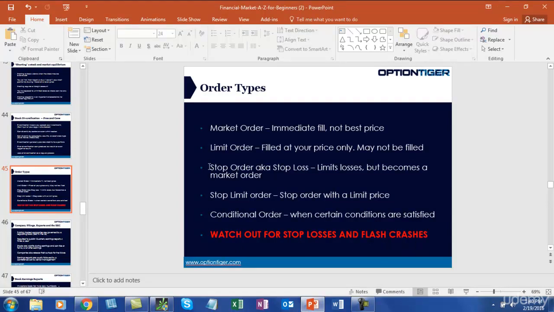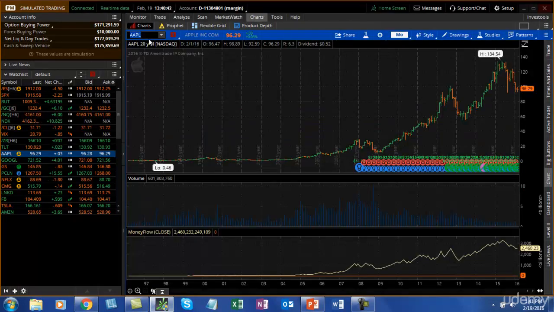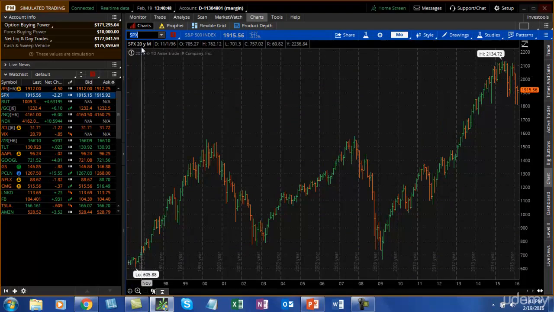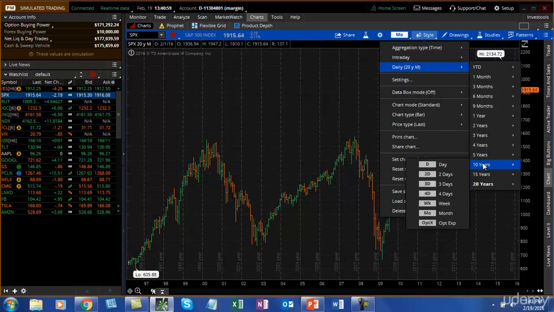So if you recall, the stop loss order limits your losses, but it becomes a market order. And so what I want to do is take you back to this particular day on the SPX. I want to go back. What is this? 20-year on a monthly basis. So let's go back. This was in 2010. So I'm going to have to go back to 10 years and day.